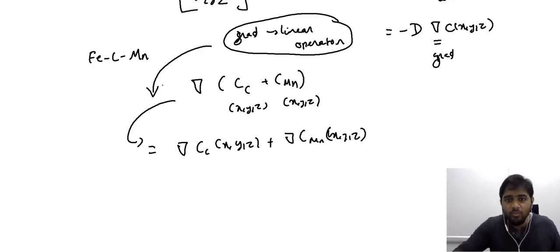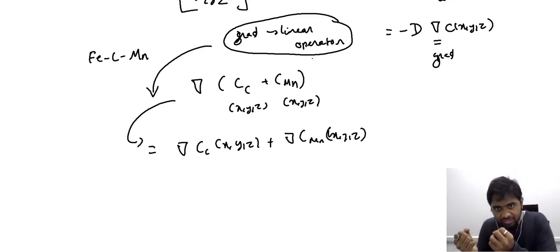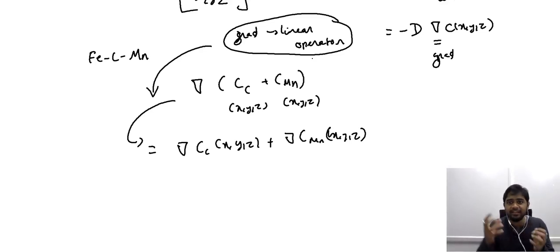So one is, when our function is associated with a constant, because our gradient is a linear operator, it allows us to decouple the constant and the function and couple the operator, the gradient, with the function alone.